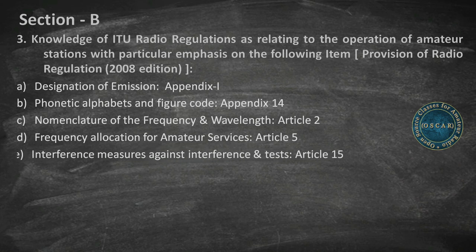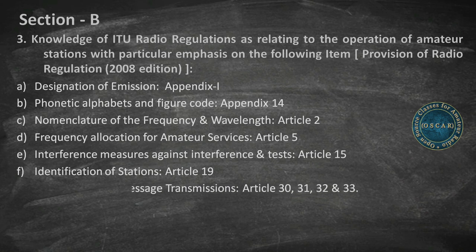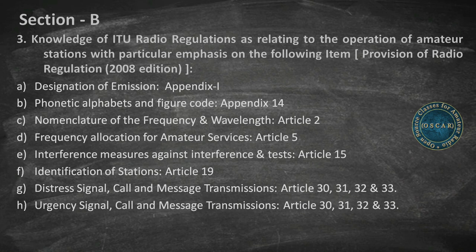As per Article 15, interference, measures against interference and test. As per Article 19, identification of stations. As per Article 30, 31, 32 and 33, distress signal, call and message transmissions. According to the same articles, Article 30, 31, 32 and 33, urgency signal, call and message transmissions. According to Article 25, amateur station.